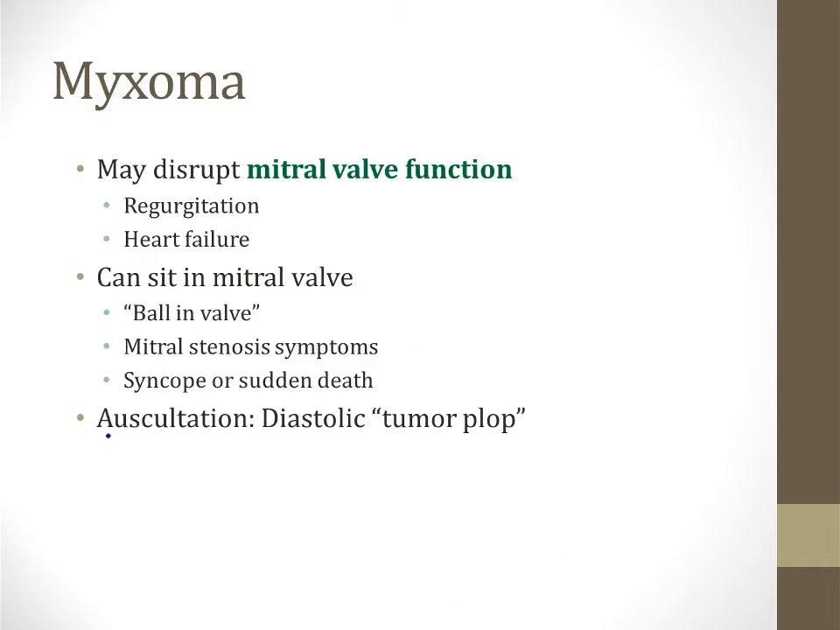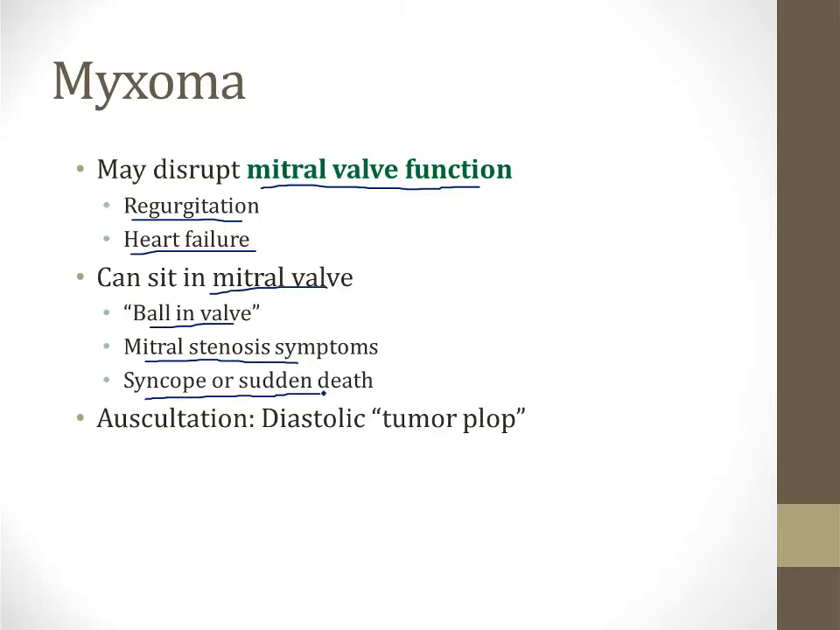I told you before that myxomas commonly arise in the left atrium, and if they are big enough and mobile enough, they can potentially disrupt mitral valve function. They can interfere with the closure of the mitral valve leaflets, and this can lead to mitral regurgitation and potentially heart failure symptoms. In addition, myxomas can sometimes sit in the mitral valve. This is called a ball-in-valve phenomena. This will obstruct flow across the mitral valve and lead to mitral stenosis symptoms. Rarely, this can even lead to syncope or sudden death.